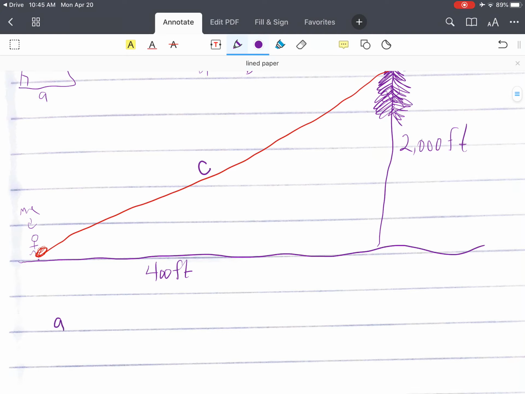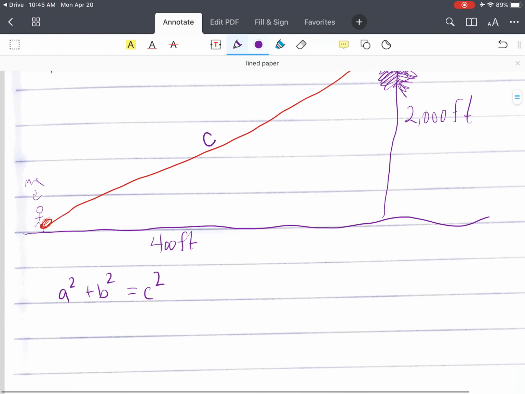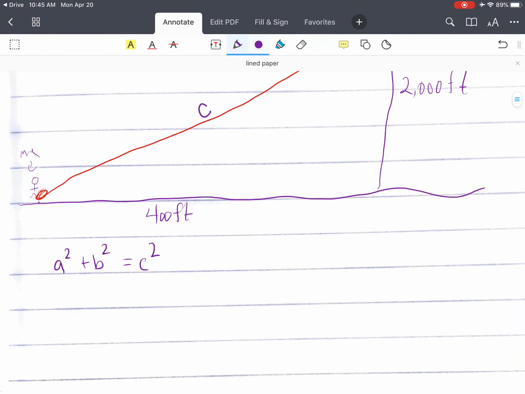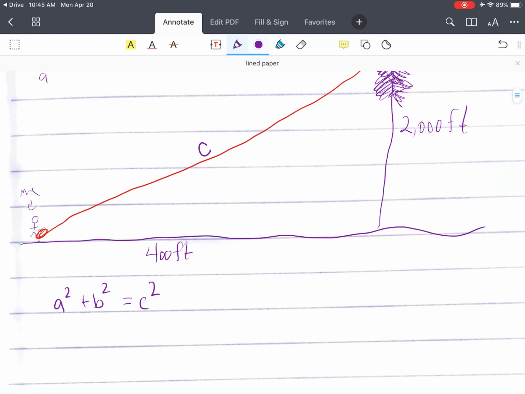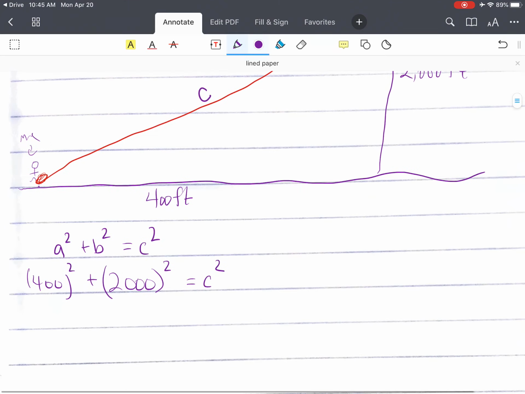So let's write out the formula. First, always write out the formula, in my opinion. A squared plus B squared equals C squared. Okay? So, do we know what A is? It can either be 400 or 2,000. It doesn't matter. I'm going to just say 400. Square it. Plus B, which is 2,000, squared, is equal to C squared.